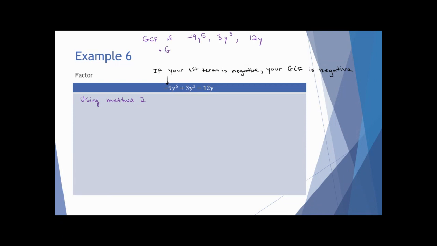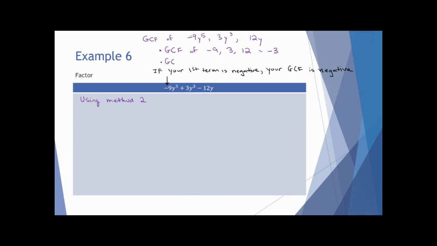So first, we want the GCF out of the numbers. So we have negative 9, 3, and 12. Because that first term is negative, our GCF is going to be negative. And then we're looking for the biggest number I can divide out of basically 9, 3, and 12. And that's 3. I can divide a 3 out of 9, 3 out of 3, and 3 out of 12.